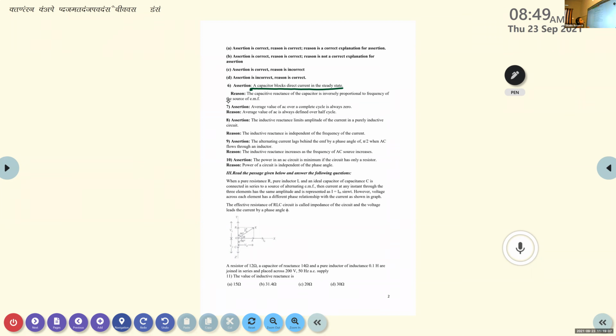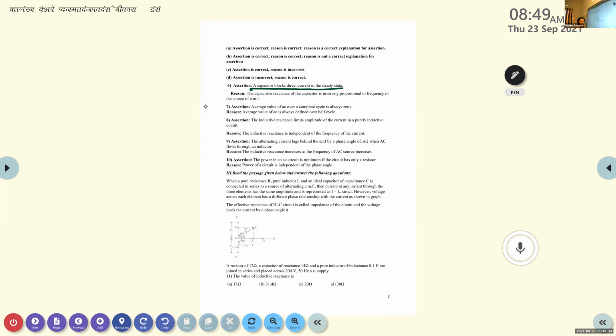Now, question number 7. According to your assertion, yes? Ma'am, the capacitor blocks direct current because of accumulation of charges on one side, right? Oh, yes. So isn't that the correct reason? Here, the reason is also right. The capacitive reactance of a capacitor is inversely proportional to the frequency.